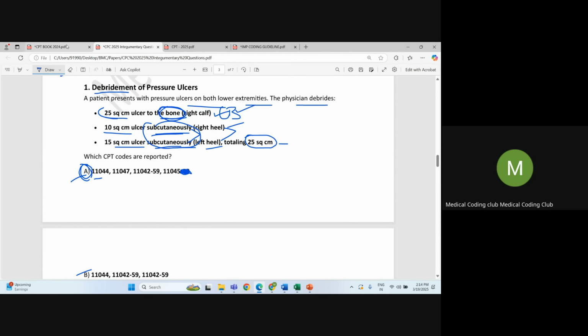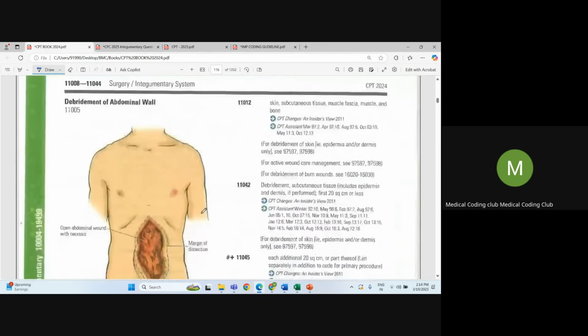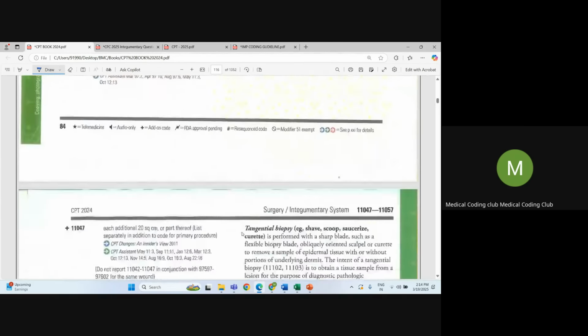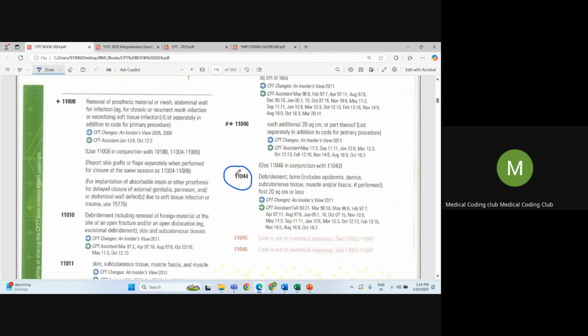11044 is the wound debridement of bone level. 11044, debridement of bone, includes subcutaneous tissue, muscle, and fascia if performed, for the first 20 square centimeters or less. So the primary code covers the first 20 square centimeters.